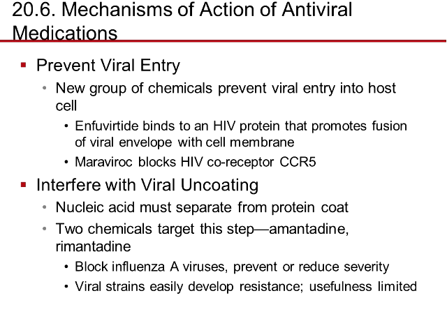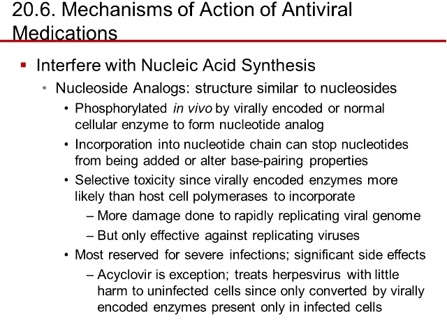Some chemicals interfere with viral uncoating, meaning that once the virus enters the cell, they stop it from uncoating the nucleic acid. The nucleic acid must separate from the protein coat. There are two chemicals that target this step, amantadine and rimantadine. They block influenza A viruses and reduce severity. Viral strains easily develop resistance, so their usefulness is limited. People that get influenza A can ask for these, but sometimes they're not effective once they've had the disease for a period of time.